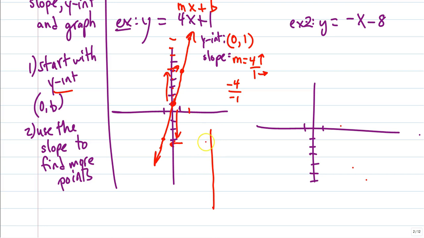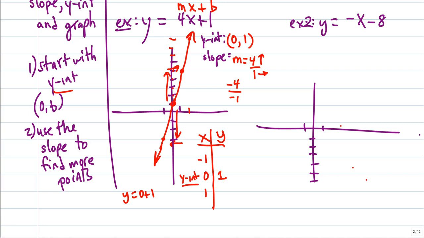doing this already. We graphed by plotting a table. And I said, pick numbers that the denominator goes into. Well, this had a denominator of 1. So I would just plug in -1, 0, and 1. If I plug in the 0, we already know what happens. 4 times 0, 0 plus 1. y equals 1. That's the point (0, 1). We have that right there. That is our y-intercept. That's the first point we knew from mx plus b.